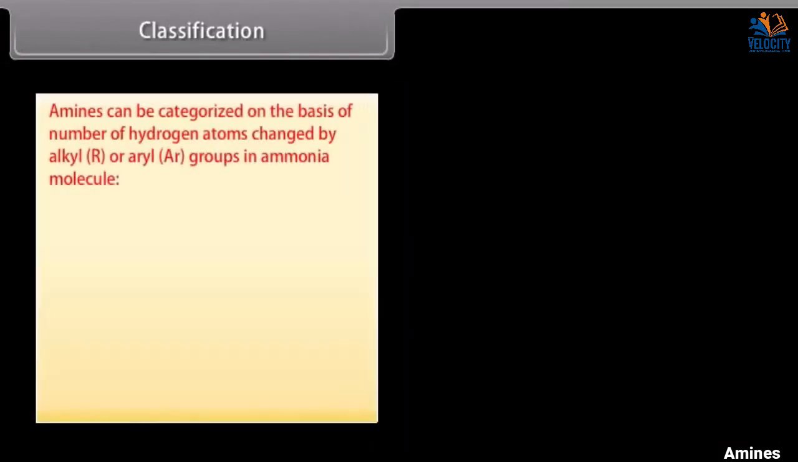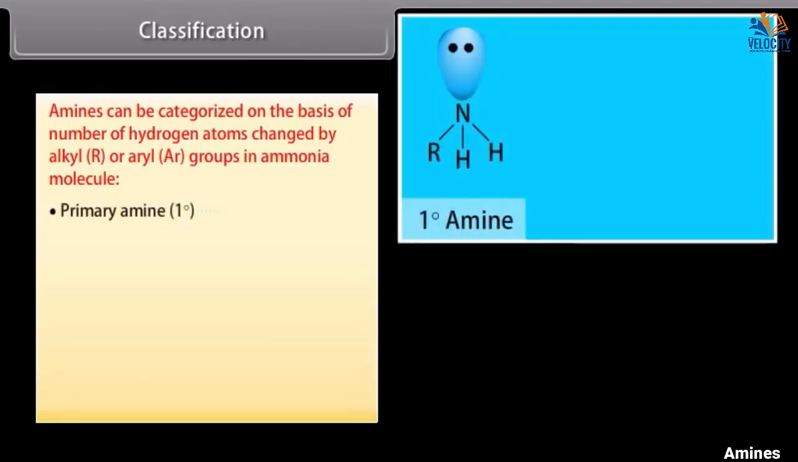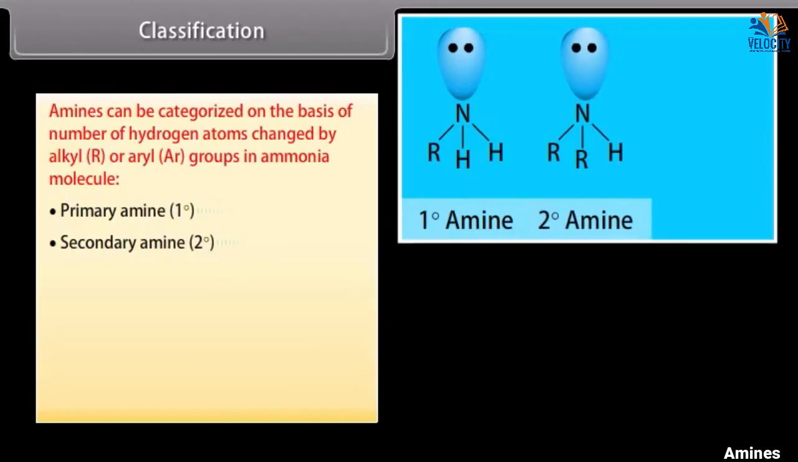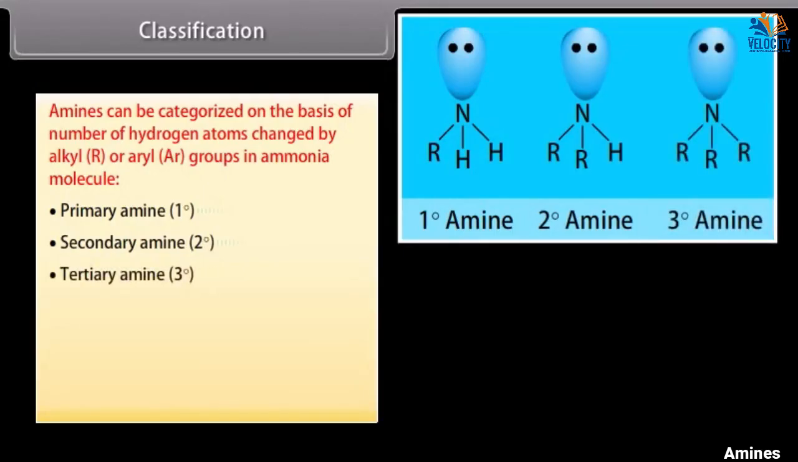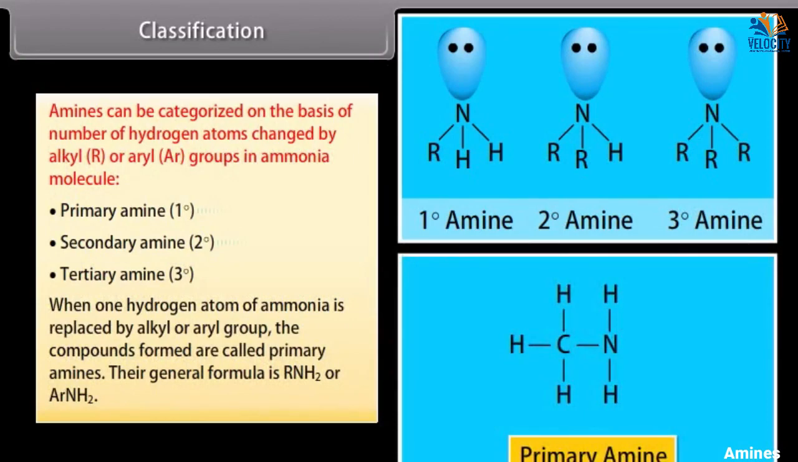Classification. Amines can be categorized on the basis of number of hydrogen atoms replaced by alkyl or aryl groups in ammonia molecule: primary amine, that is 1 degree, secondary amine, that is 2 degree, and tertiary amine, that is 3 degree. When one hydrogen atom of ammonia is replaced by alkyl or aryl group, the compounds formed are called primary amines. Their general formula is RNH2 or ArNH2.